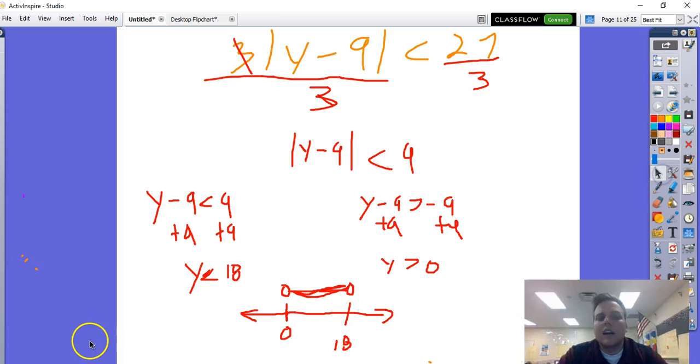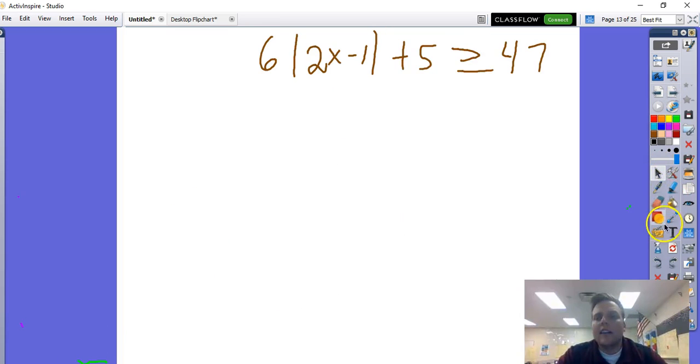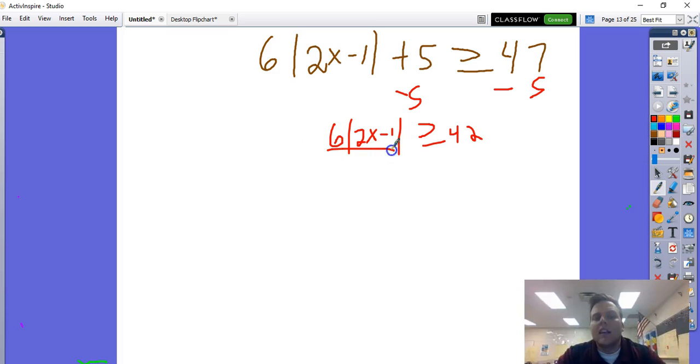Okay, let's go on and try our next example. Our next example is 6 times the absolute value of 2x minus 1 plus 5 is greater than or equal to 47. Step 1 for any absolute value problem is get the absolute value by itself. So start by subtracting 5 on both sides. This gives me 6 times the absolute value of 2x minus 1 is greater than or equal to 42. The next thing you want to do is divide both sides by 6. So now we have the absolute value of 2x minus 1 is greater than or equal to 7. Perfect.